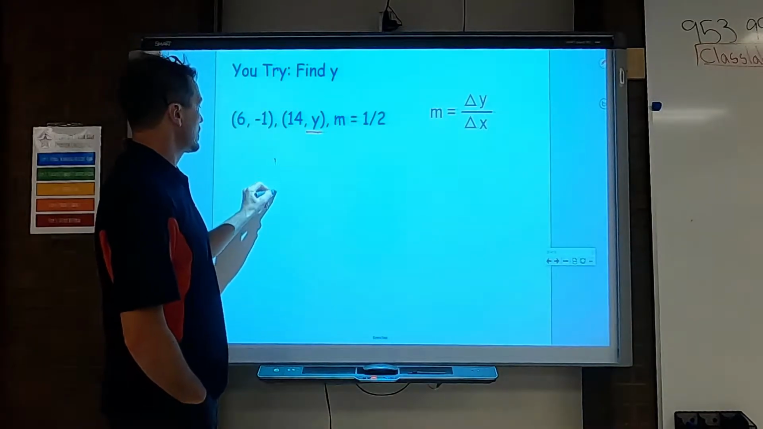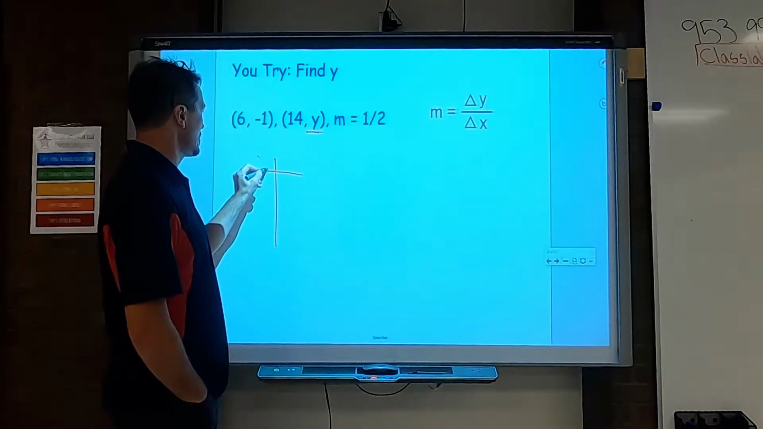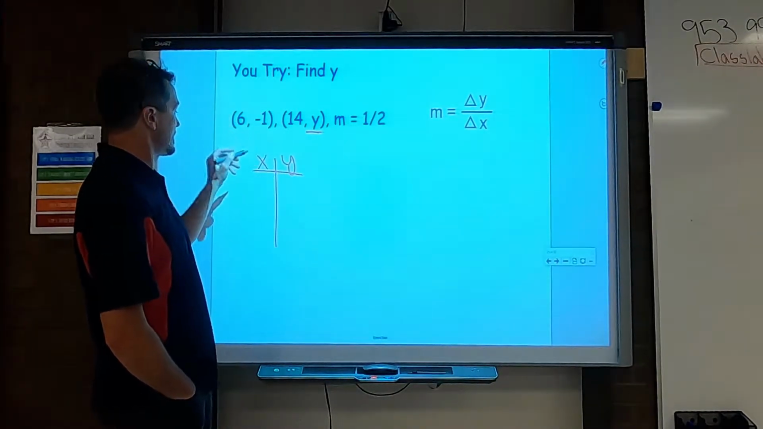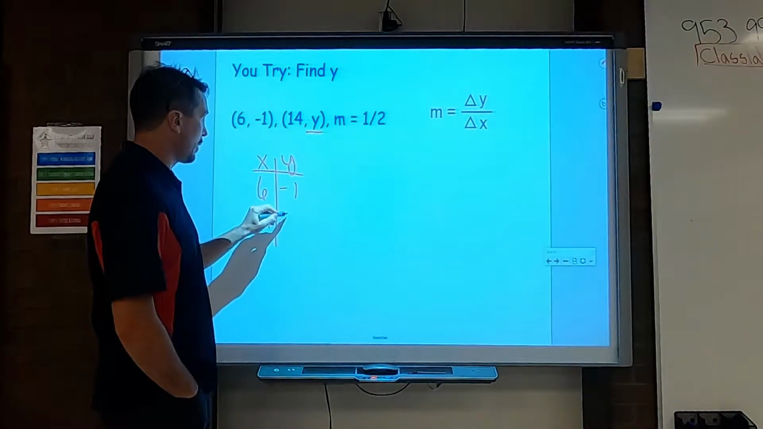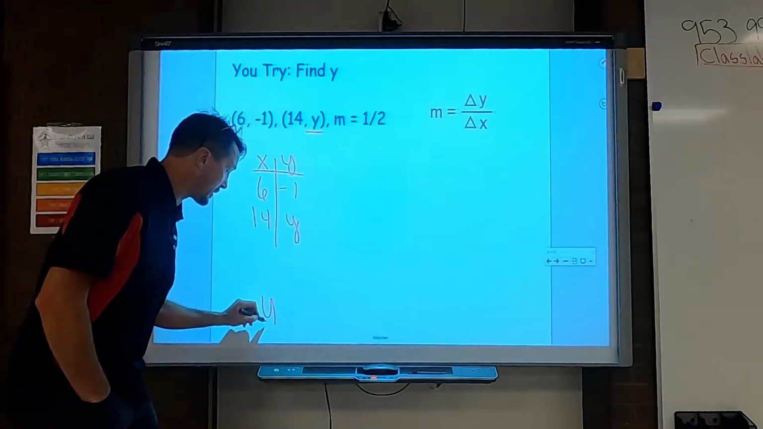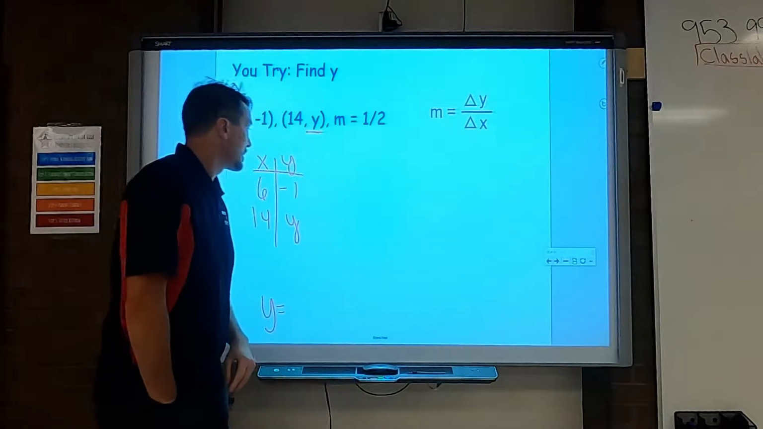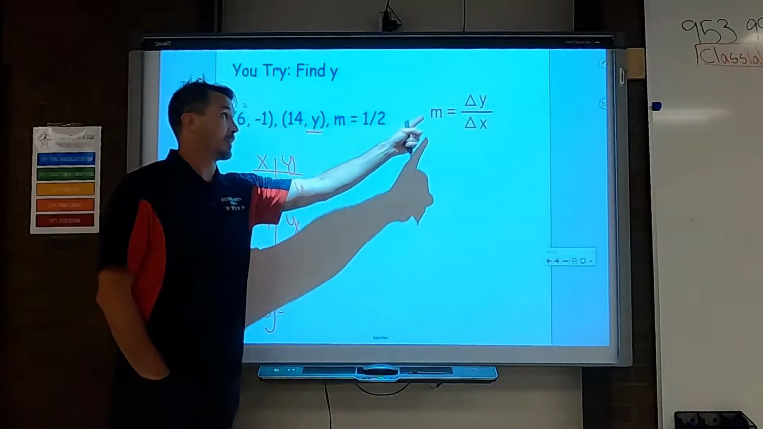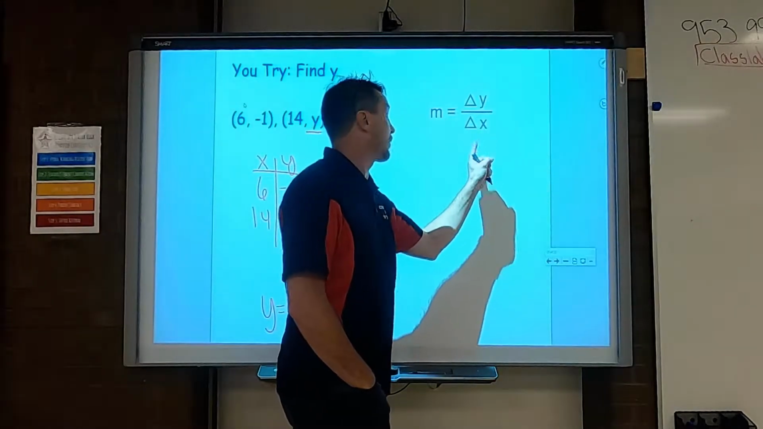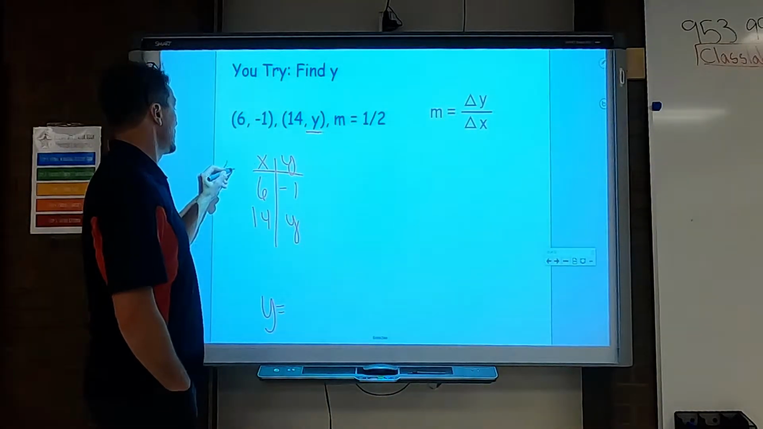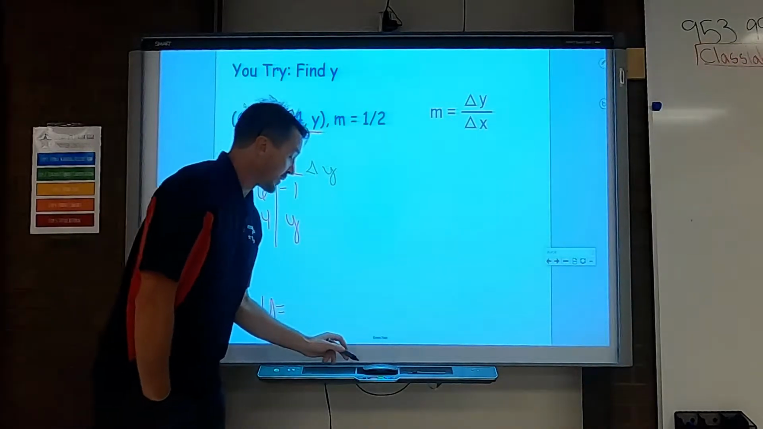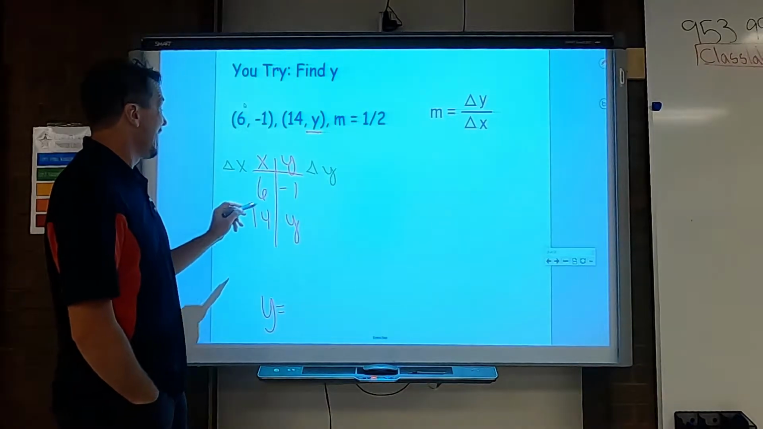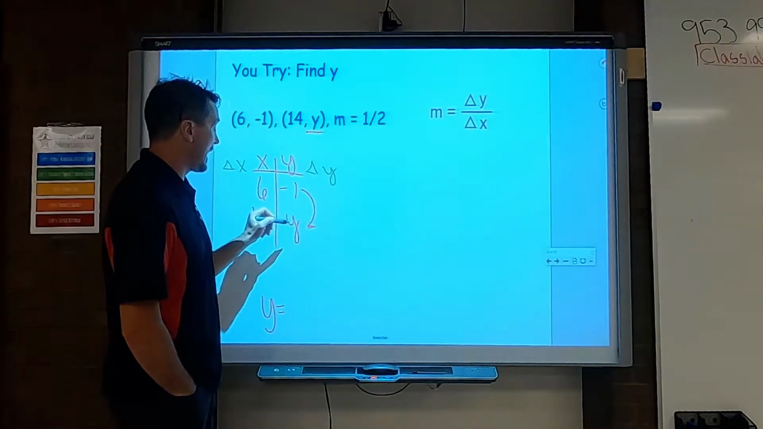Well, what we're going to do is we're going to set up the rate of change, x and y. So I know this is 6 and negative 1. I know this is 14, but I do not know what my y value is. So the goal here is to find out what y equals. So to do that, in the past, we've defined slope. We've done change in y over change in x. So I need to find the change in the y over the change in the x. So the problem, though, here is that I don't know what this is because I don't know what this value is.